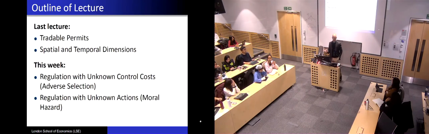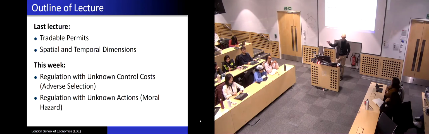So last week, we mainly talked about tradable permits in the first part of the lecture. And then in the second part, we talked about 2 things that complicate our ability to regulate things. If you remember, we talked about space and time. And this week, we will look at a further issue that will complicate our ability to regulate the environment. More specifically, we're going to talk about regulation with unknown control costs and regulation with unknown action.